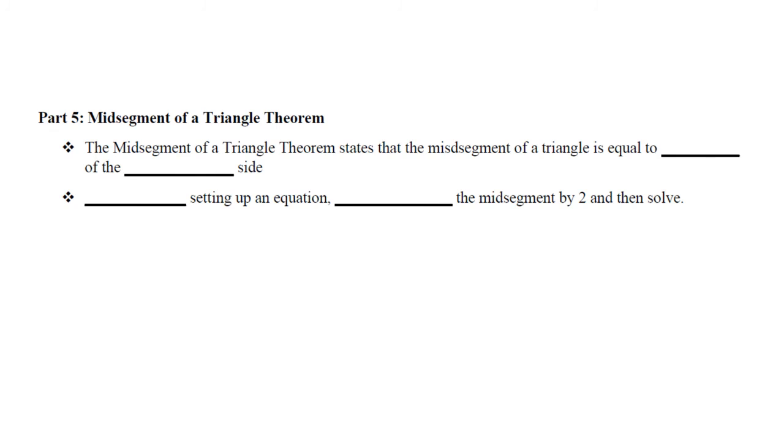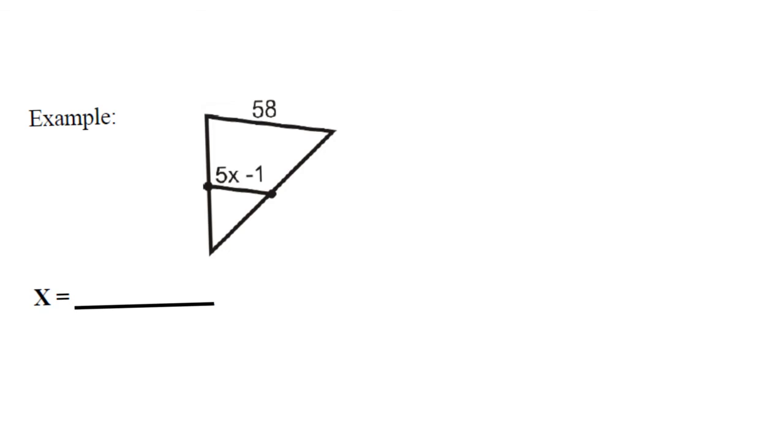All right, the midsegment of a triangle theorem says that the midsegment of a triangle is equal to half the third side. So before setting up an equation, multiply the midsegment by 2, then solve. So you want to take whatever's in the middle, multiply it by 2, and then set it equal to that third side. And I'm going to show you that on the next one.